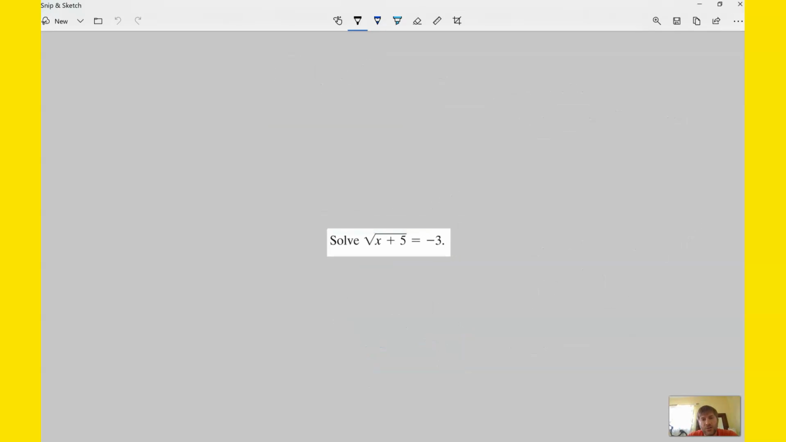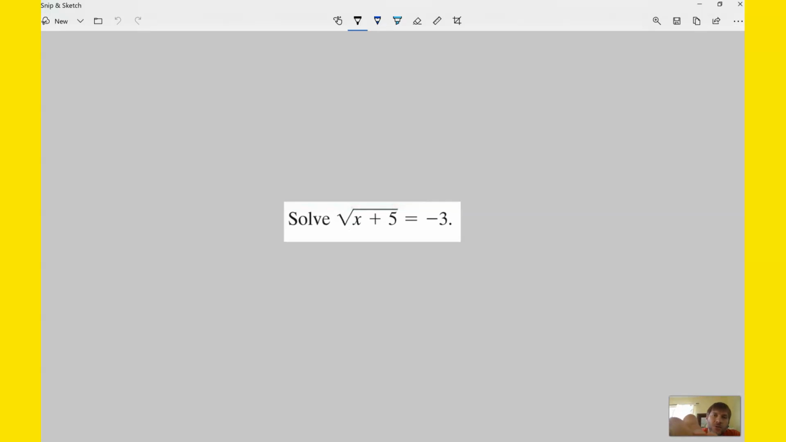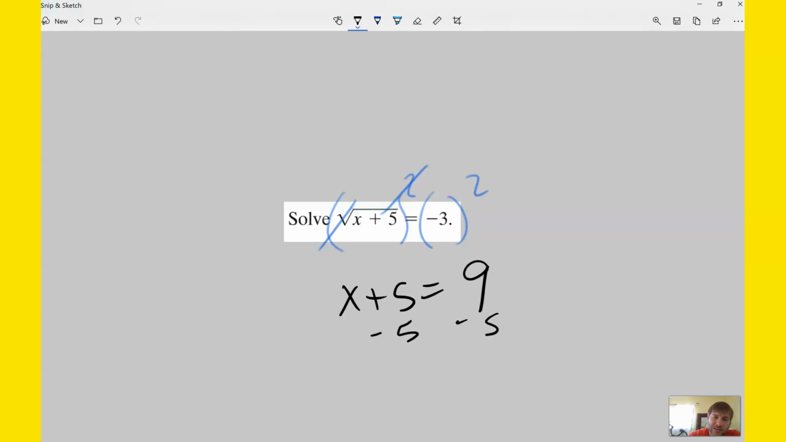All right, why don't you go ahead and use the same skills we used on the previous one for this one. Okay, how do we get rid of that square root? By using a squared exponent. We square both sides, and that squared exponent gets rid of that square root. And so now we have x plus 5 equals, what's negative 3 squared? Positive 9. Then subtract 5 from both sides, and x equals 4.